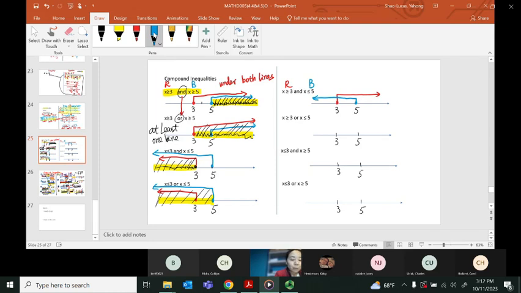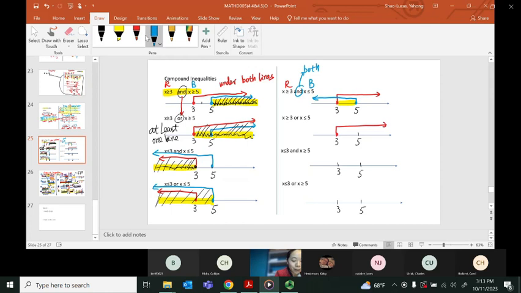So remember, we're looking for numbers under both lines. Can you see what numbers are under both lines for and? What numbers are under both lines? I highlighted between 3 and 5, right? Can you all see that? So that has 2 colors. Okay, what if we change it to or?